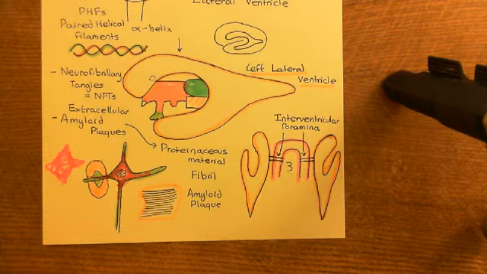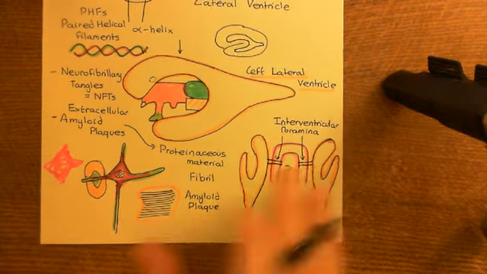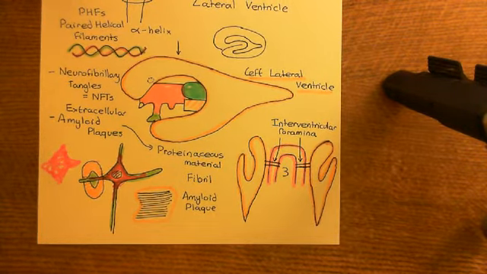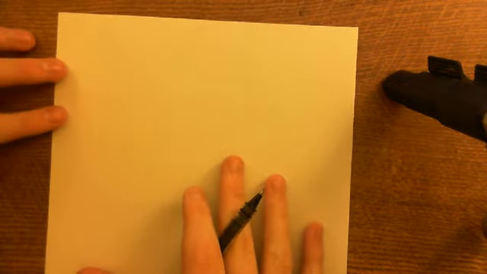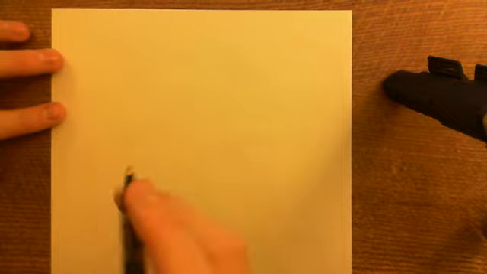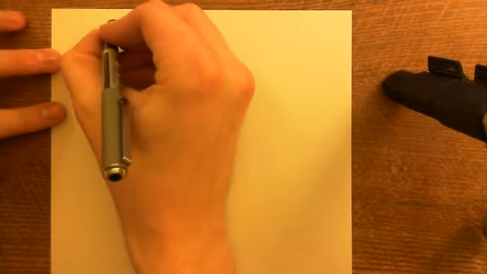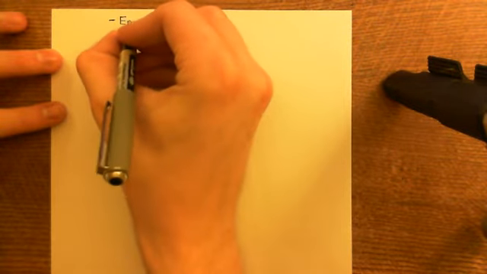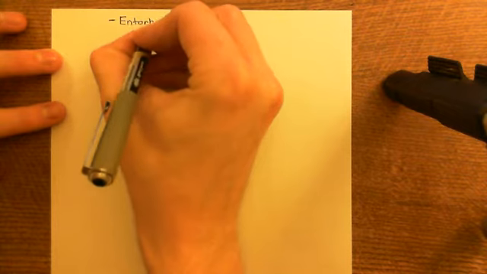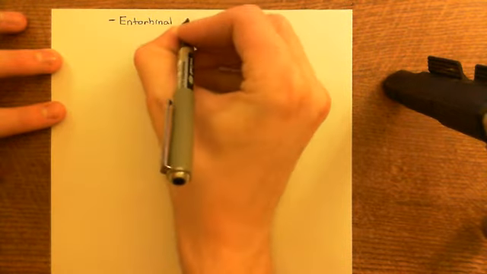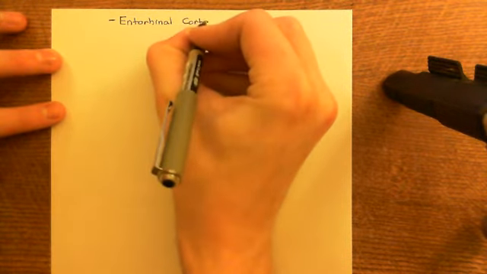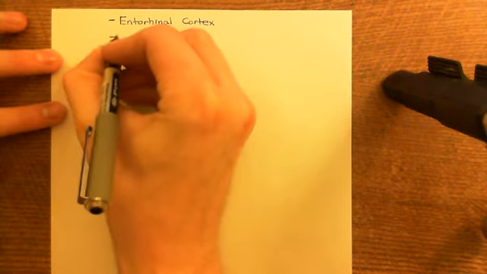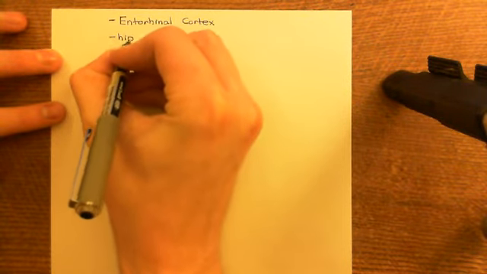What we're going to start off with then, and indeed where the disease starts off, is it first affects areas that are going to be involved in memory. The two areas that are particularly affected, which are involved in declarative memory, are the entorhinal cortex and also the hippocampus. So I want to describe the anatomy then of the entorhinal cortex and the hippocampus.